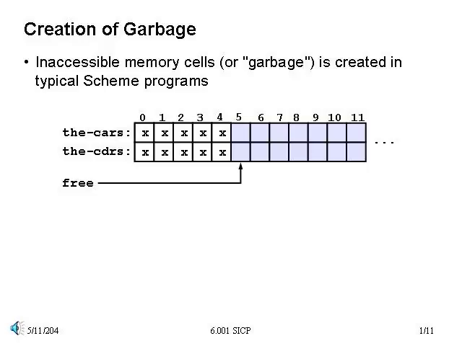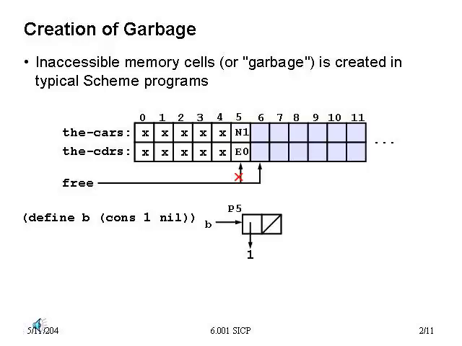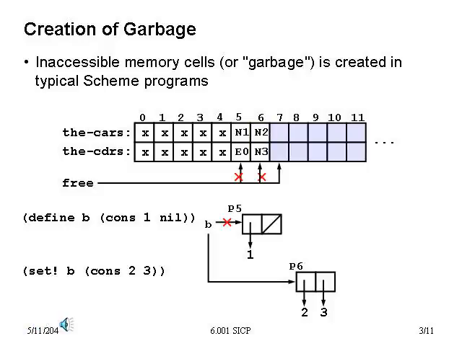To see that, consider the following example. Let's define B to be a cons of 1 and nil, which of course puts into the slot pointed to by free the number 1 and the empty list, and increments free as we'd expect. Now, sometime later, let's assume that we change the value for B. We set! B to be a cons of 2, 3. Cons, of course, uses the next available cell, the thing pointed to by free, puts the number 2 and the number 3 into those spots, and then changes where free points to, moving it up. But notice that B has also changed. It used to point to pair 5, it now points to pair 6.